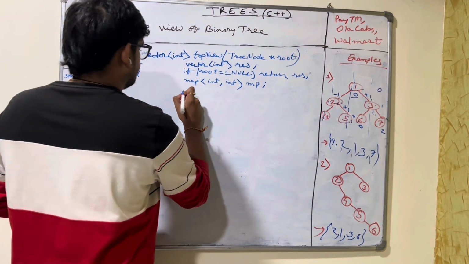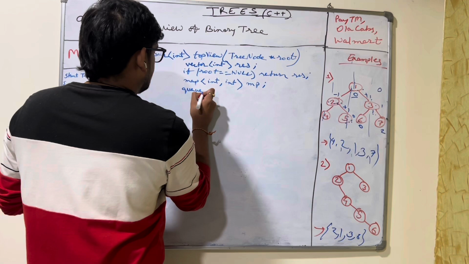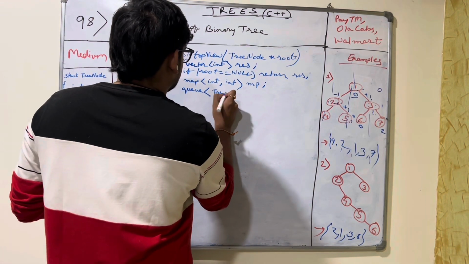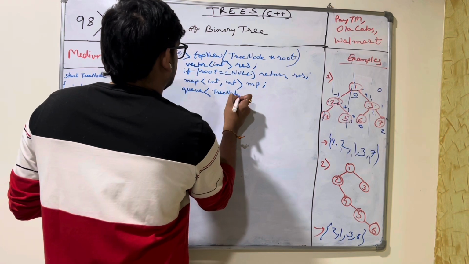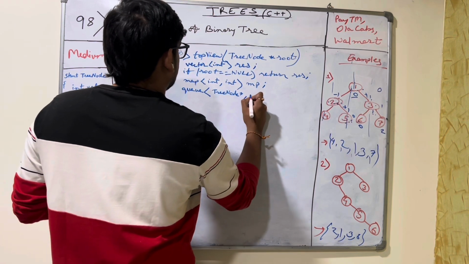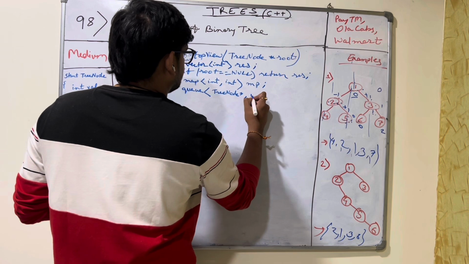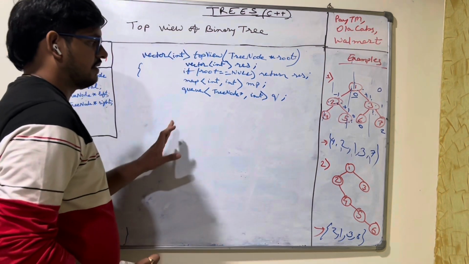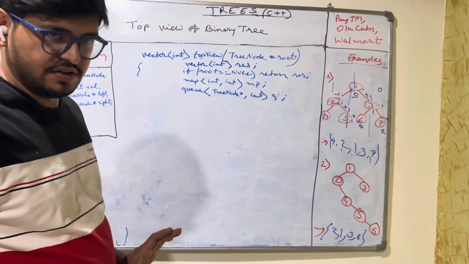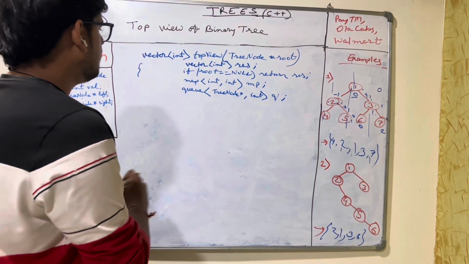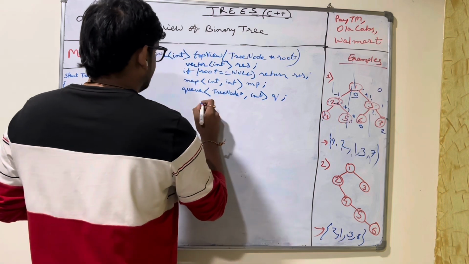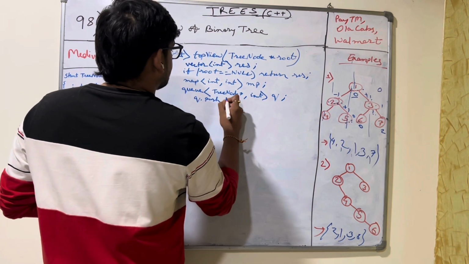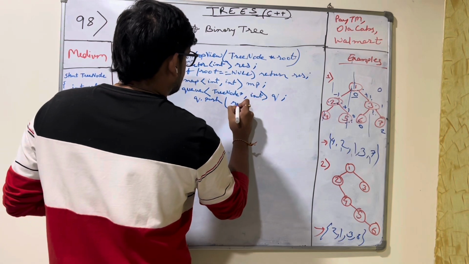Now we take a queue, and in the queue we will take the tree node, and then here we will take the position. You'll understand what we have done here. Wait for some time. So we have taken a queue as well. Now what we will do is insert: q dot push, the root, make pair.